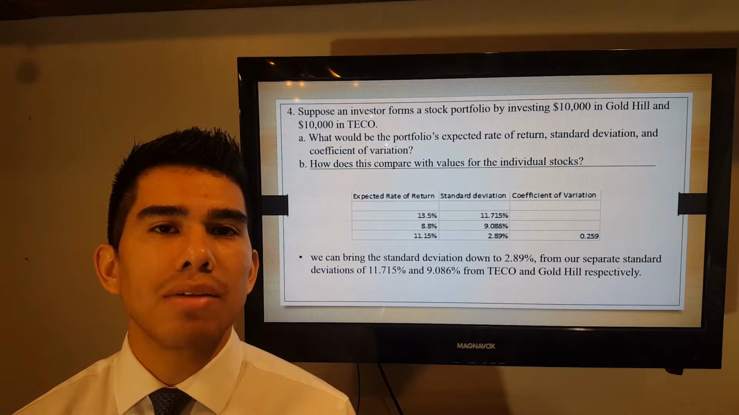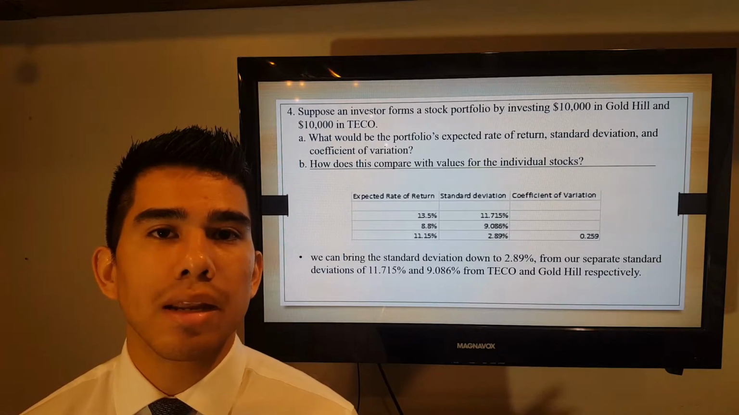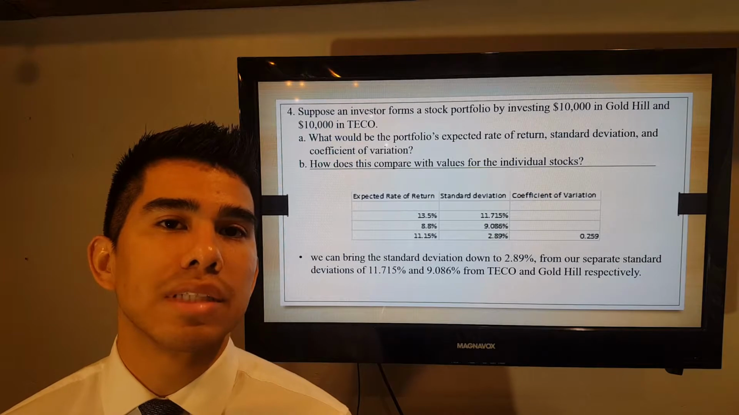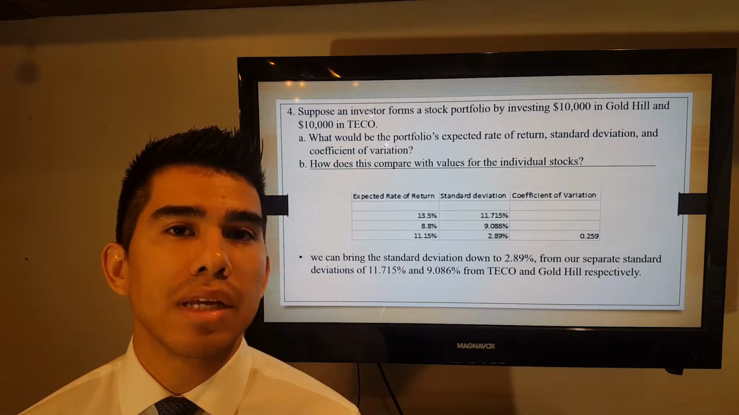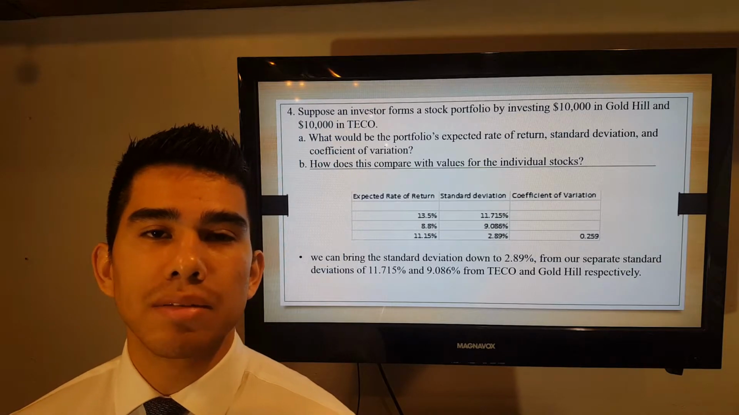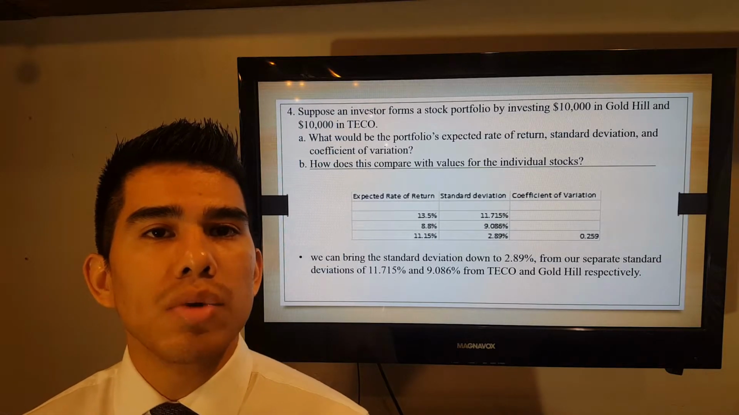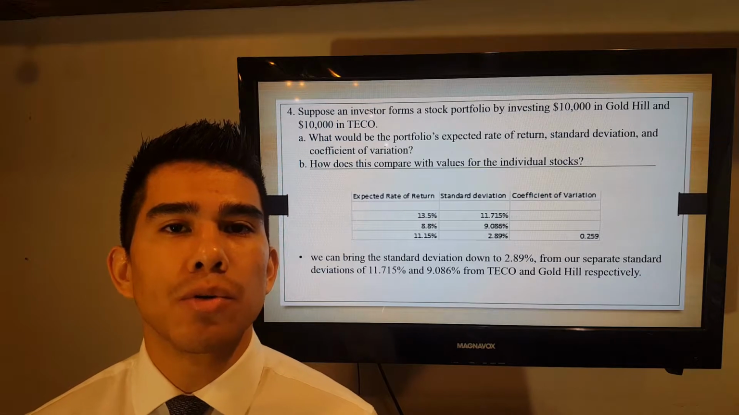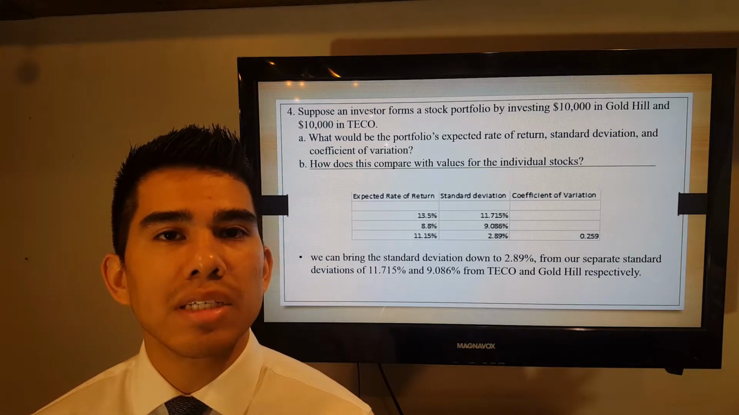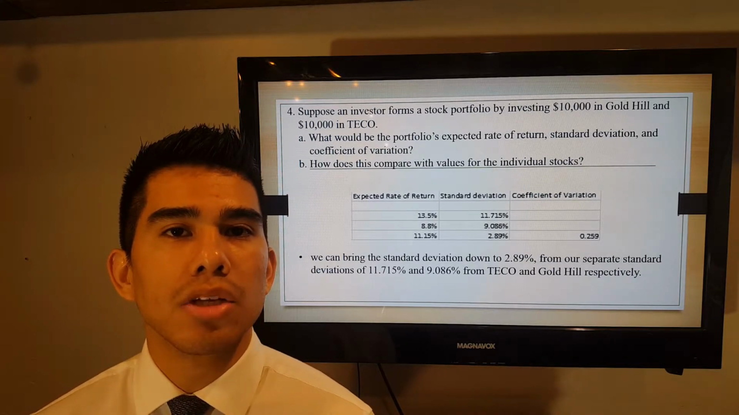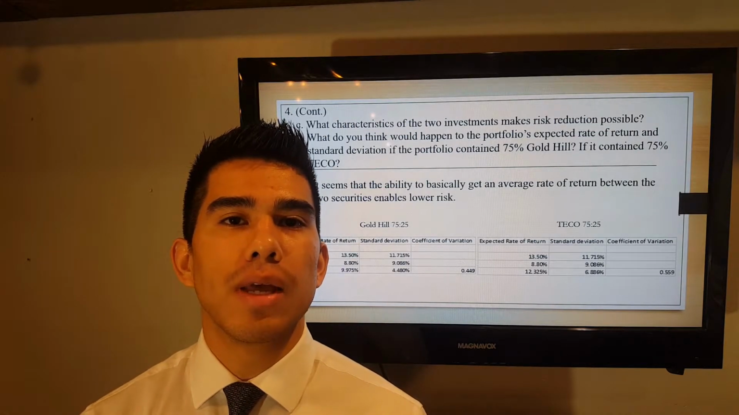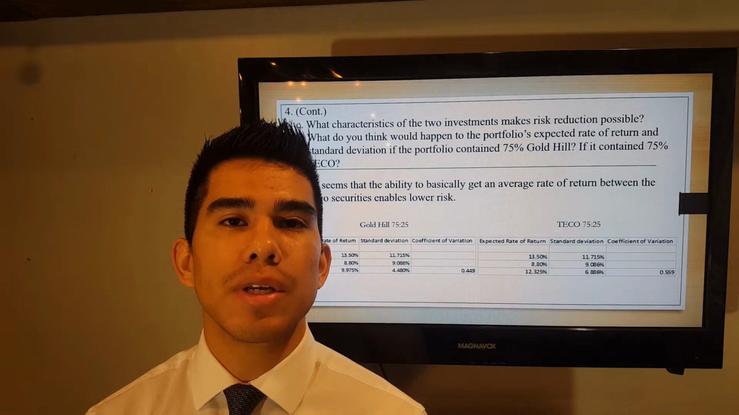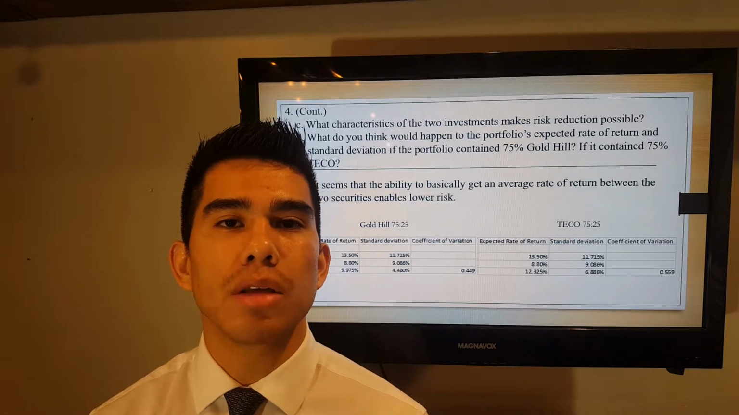Now we can bring down the standard deviation to 2.89 compared to 11.715% and 9.086% from TECO and Gold Hill respectively. Now basically, we still have a large rate of return, but we mitigated the risk very greatly just by diversifying our portfolio. Question 4 continued asks which characteristics of the 2 securities makes risk reduction possible.